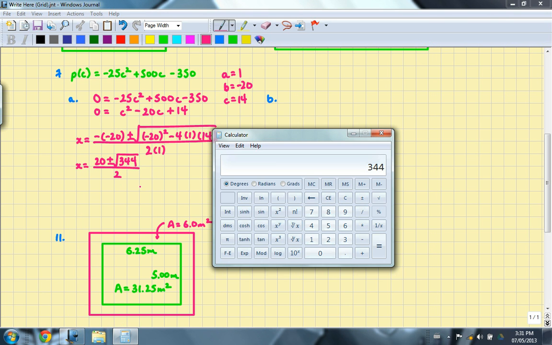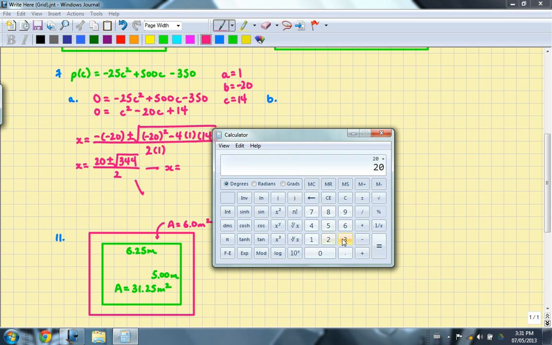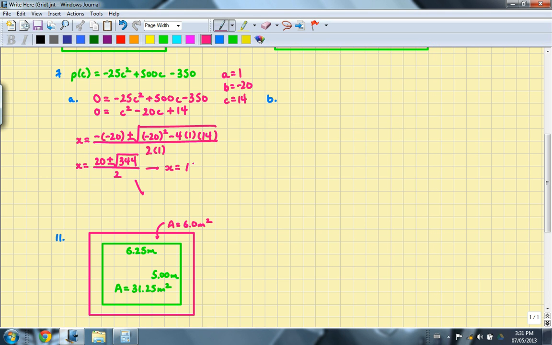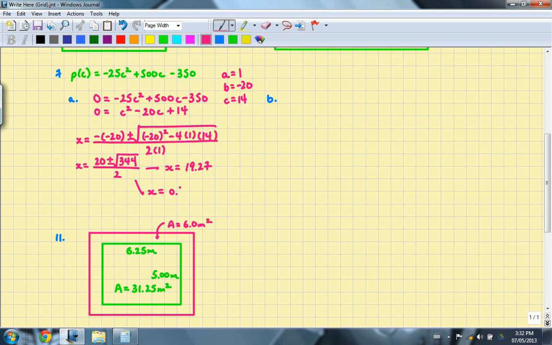Okay. So again, you want to split your answers into 2 parts. Okay, so x is going to be either equal to the positive version of this, which is going to be 20 plus square root of 344 divided by 2. So that's $19.27, I guess. And for the second solution, 20 minus the square root of 344. And I'm going to divide that by 2. So 73 cents. Okay, so those are your 2 prices.